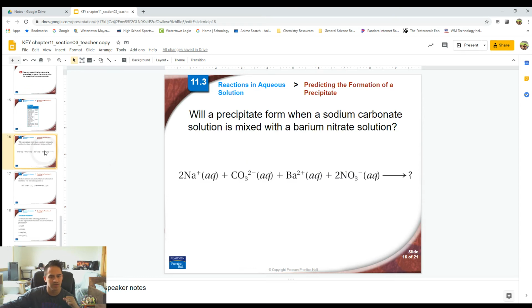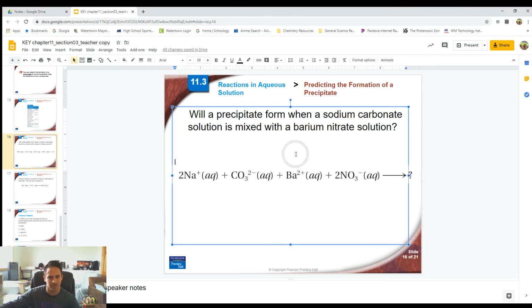It's easier to use. Okay, so this question here says, will a precipitate form when sodium carbonate solution is mixed with barium nitrate solution? All right, so they're breaking this apart as a complete ionic equation, so you can see all the ions that are in this. So let's write what our products would be here.